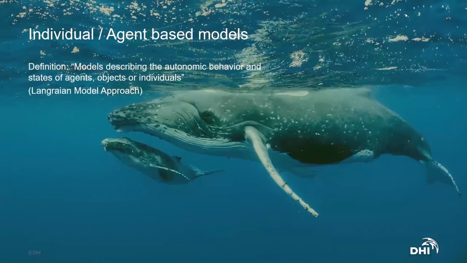There's also another kind of model, which is individual or agent-based models. And here the definition is a model describing the autonomic behavior and state of agents, objects, or individuals. It's also known as the Lagrangian model approach. The important words here are the autonomic behavior and state of agents. So we use this software, which is called ABM Lab, to model agents that move due to a number of predefined rules. So it's a rule-based model.